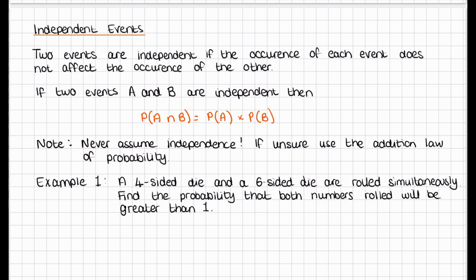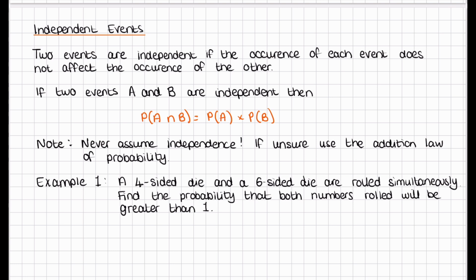Now, something we have to note is that we can never assume independence. If unsure, use the addition law of probability from the previous video, and you will get the right answer if you use that rule. This one, we can only really use if we definitely know they are independent.